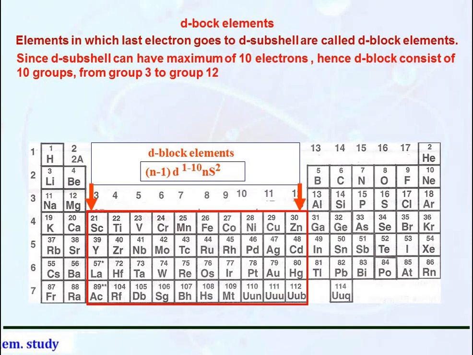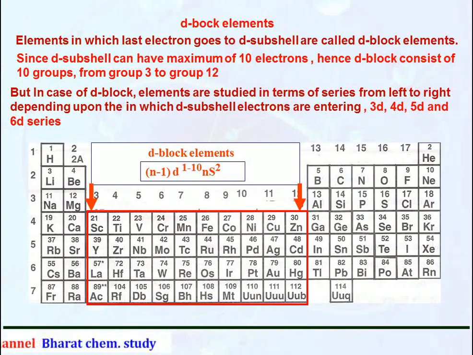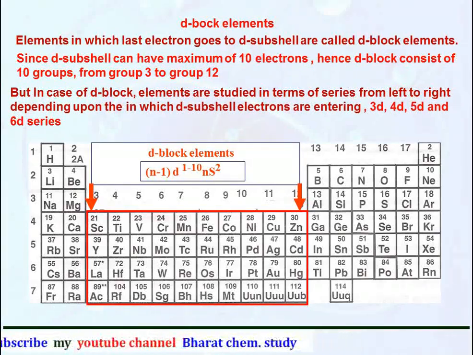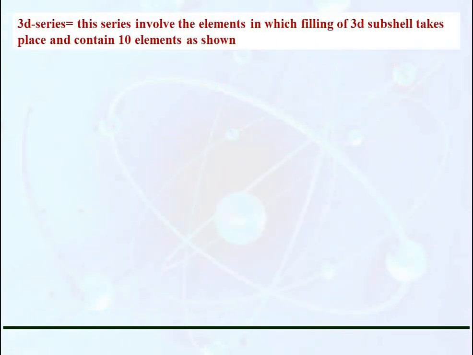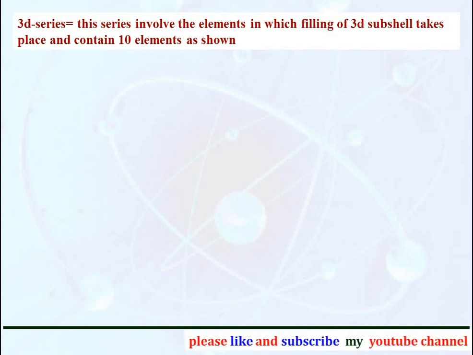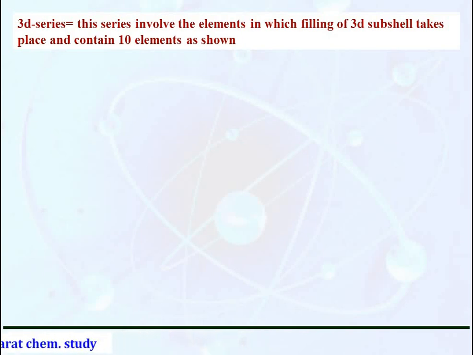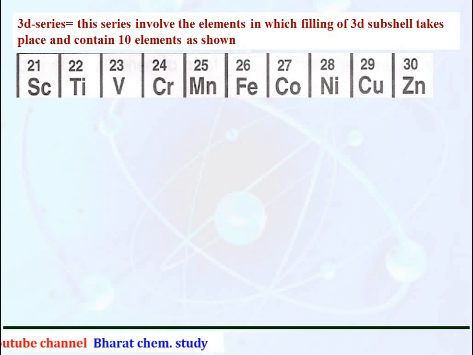But d block elements are studied in terms of series from left to right, depending upon which d subshell the electrons are entering: either the 3d, 4d, 5d or 6d subshell. Now the 3d series. This series involves the elements in which the filling of the 3d subshell takes place, and it contains 10 elements as shown: scandium, titanium, vanadium, chromium, manganese, iron, cobalt, nickel, copper and zinc.